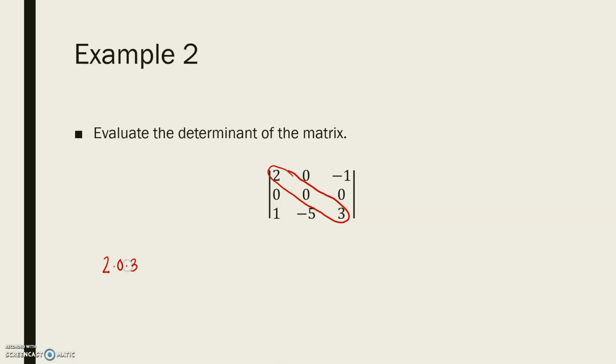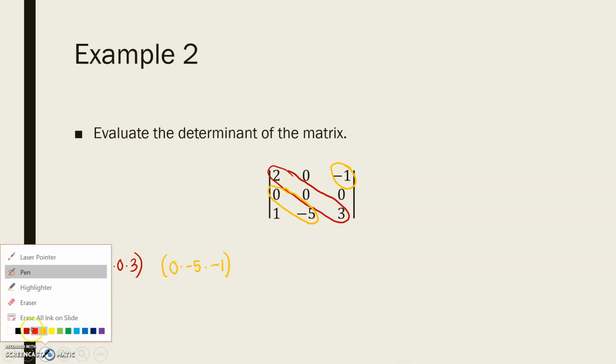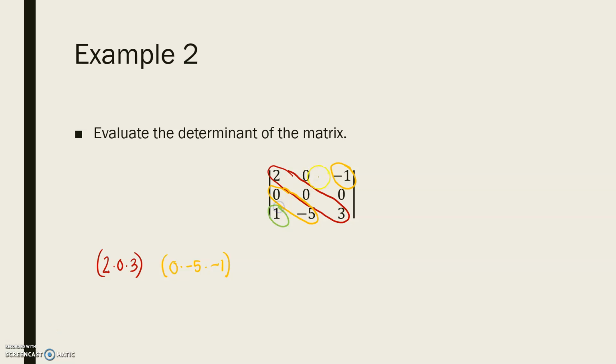So 2 times 0 times 3. And then I'm going to keep using color changes. Obviously, if you want to use them, you can, but if you're just using a pencil or one pen, that's fine too. I'm going to get 0 times negative 5 times negative 1. And then 1, 0, 0. 1 times 0 times 0. So putting all of that in parentheses and pluses in between, then a minus sign. I'm going to put my big parentheses there. I should have a plus and a plus.